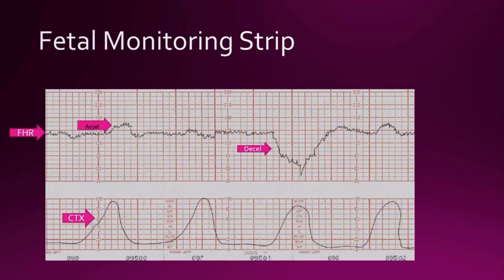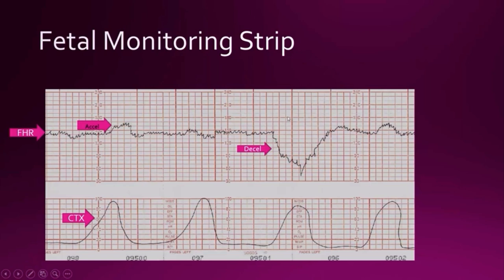I could also count the duration by looking at one single contraction. If my contraction starts about here, I would say 10, 20, 30, 40, 50, 60, 70-ish. So this contraction is about 70 seconds long. If you're going across this way, it's going to be 10-second increments.